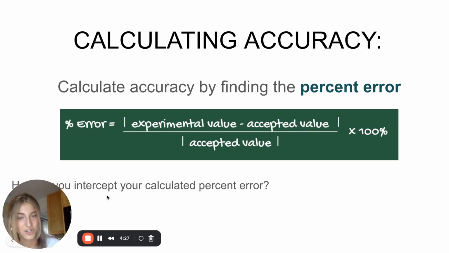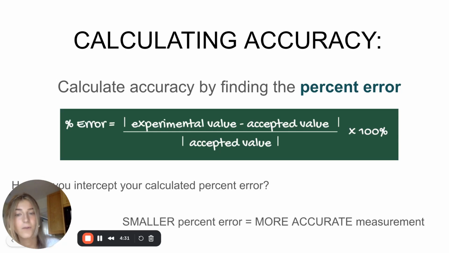And how do we interpret the percent error that we calculate? Well, the smaller the percent error is, the more accurate the measurement is. So, for example, if we found a percent error of 6 compared to another measurement that has a percent error of 20, the measurement with the percent error of 6 would be the more accurate one of the two because it has the smaller percent error.